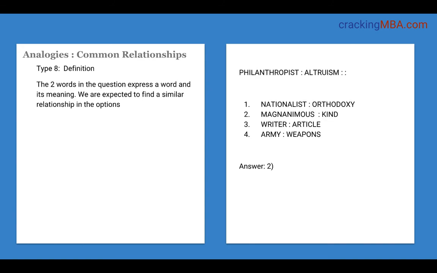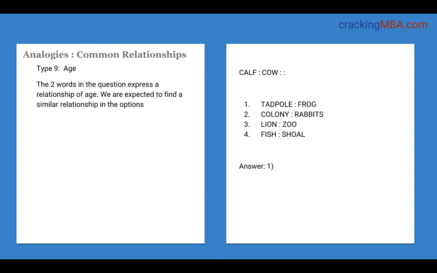Next one is a definition. So here you just need to know the direct meaning of this word. Philanthropy means to give away something selflessly. So philanthropist and altruism. Altruism means to give away selflessly. So philanthropist and altruism mean similar. And similarly, you need to find what makes similar sense. If you look at the options, magnanimous and kind is the best option.